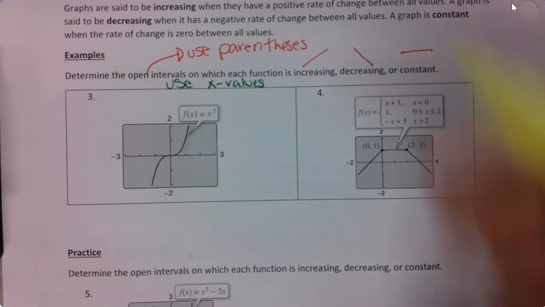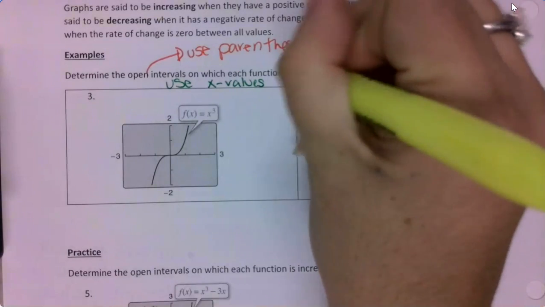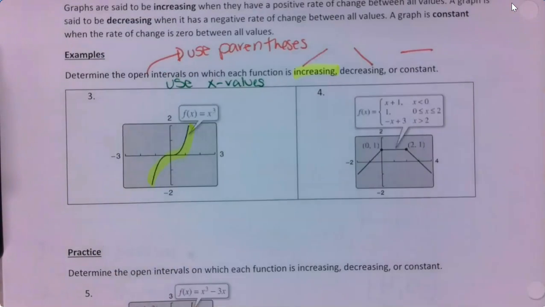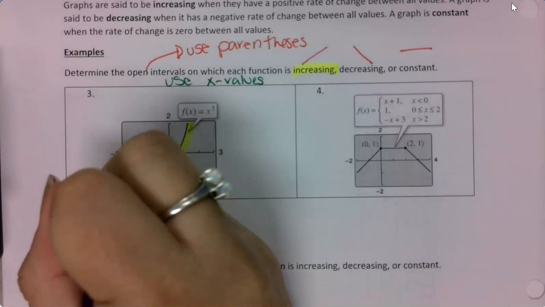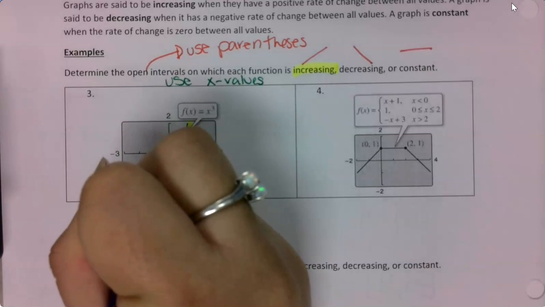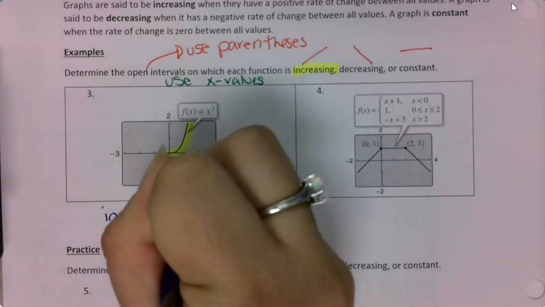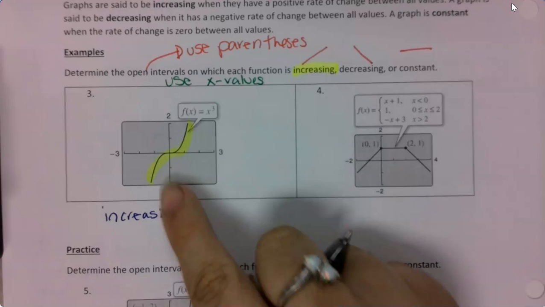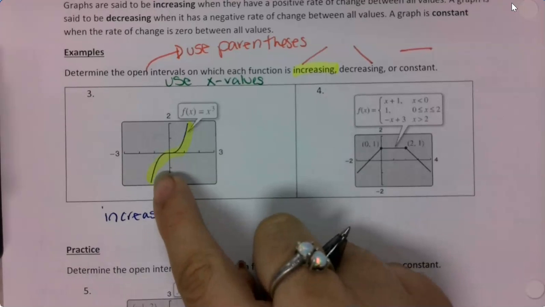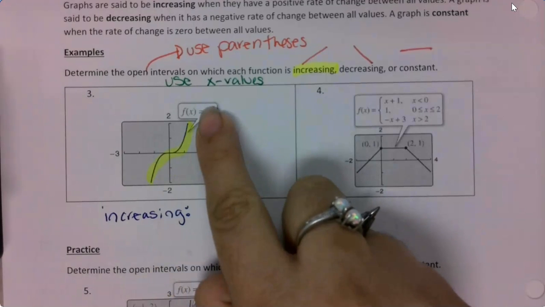So what I'm going to do is I'm going to highlight this whole thing to show that it's always increasing. And then what are my x values that it's increasing on? So this is a calculator screen. So this line goes on forever and that line goes on forever.